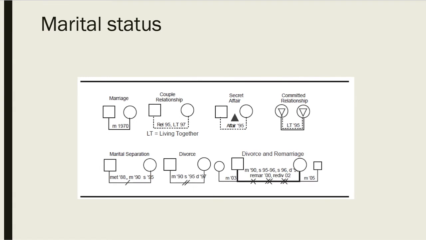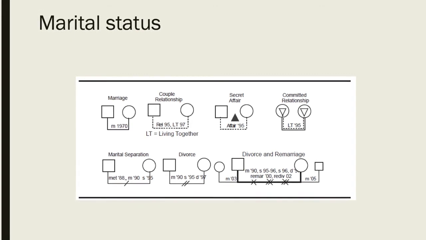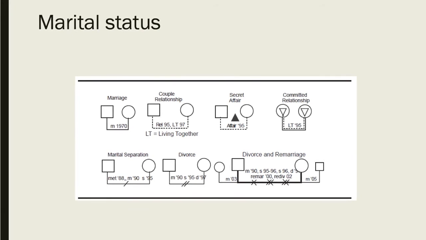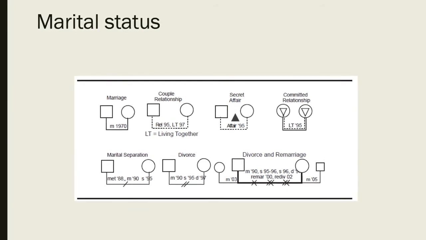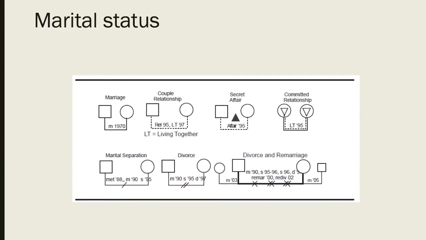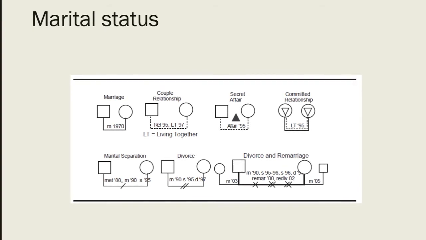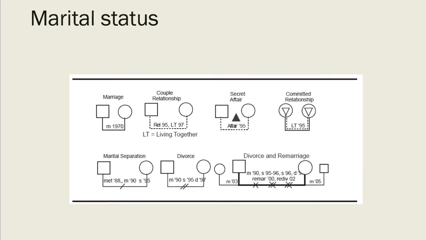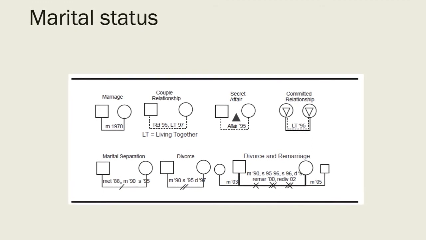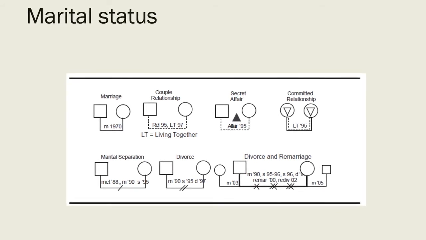Now we're going to take a moment and look at interpersonal relationships between members in the genogram. Marital status is represented by a square and a circle connected just by a simple line. Couple relationships have a dotted line between the two, and those are relationships where individuals are living together but are not legally married. Secret affairs are indicated with a blacked out triangle. A committed homosexual relationship is identified with a solid bar and a dotted line.